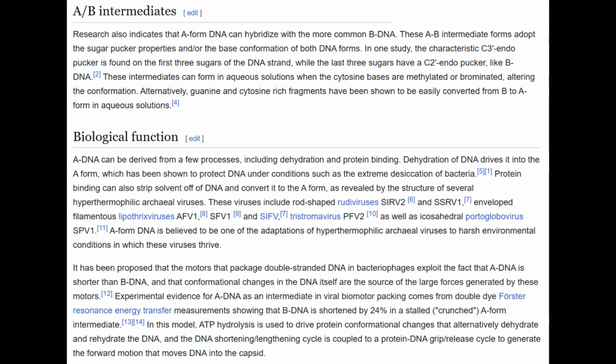In this model, ATP hydrolysis is used to drive protein conformational changes that alternately dehydrate and rehydrate the DNA. The DNA shortening-lengthening cycle is coupled to a protein-DNA grip-release cycle to generate the forward motion that moves DNA into the capsid.